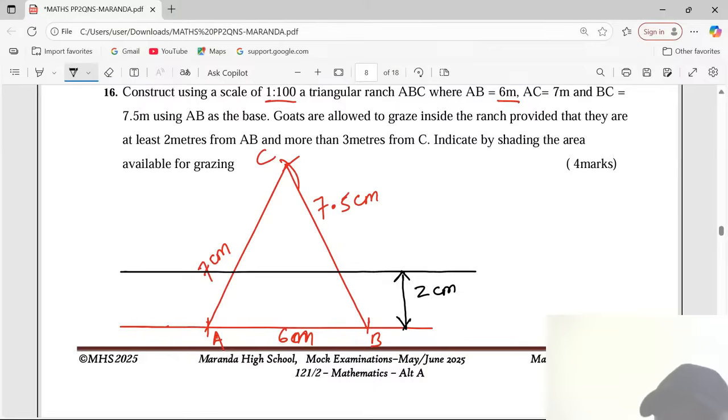So the goats are going to feed either on that line or beyond, upwards. It should be at least 2 meters from AB, so anywhere on that line and beyond.